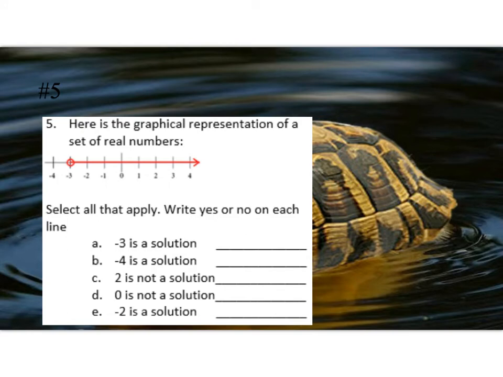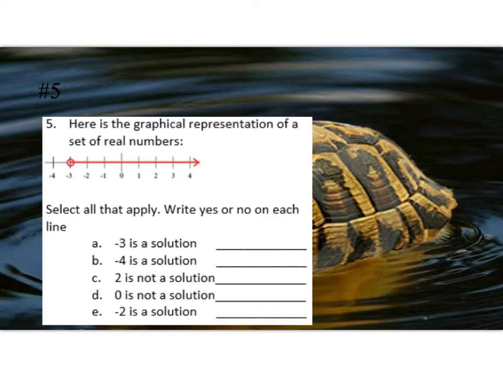Alright, so in part 2 we're going to cover essentially page 2 of the study guide. And it starts here with number 5. This is an inequality. And on this inequality, representation of a set of real numbers, select all that apply, write yes or no on each line. Okay, so first question, -3 is a solution.